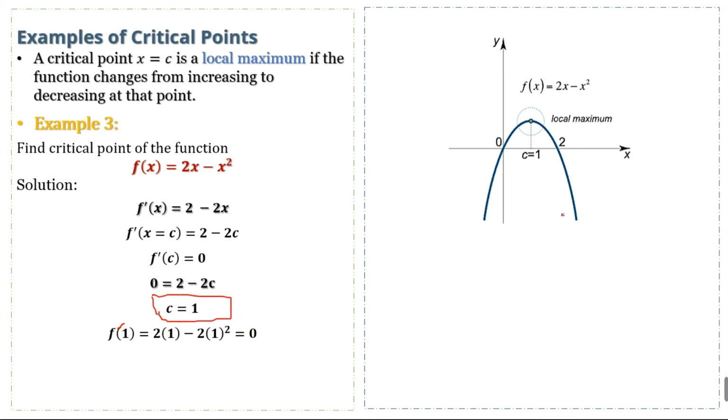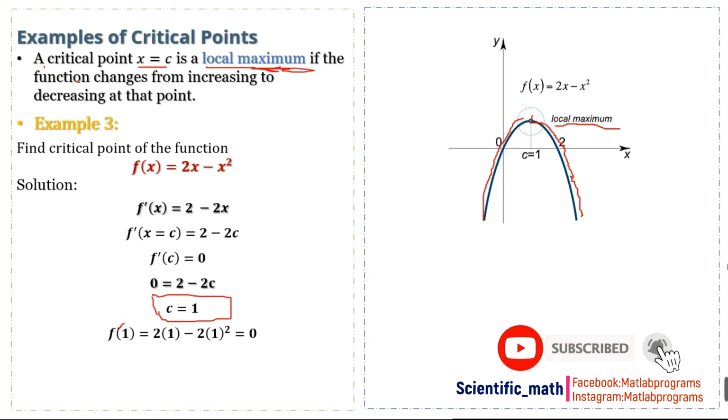c = 1, and this is the graph of the function, and we can see first the function is increasing, and after the point c = 1 the function is decreasing. This shows that at the point c = 1 we have a local maximum. We have studied over here that a critical point x = c is a local maximum if the function changes from increasing to decreasing.